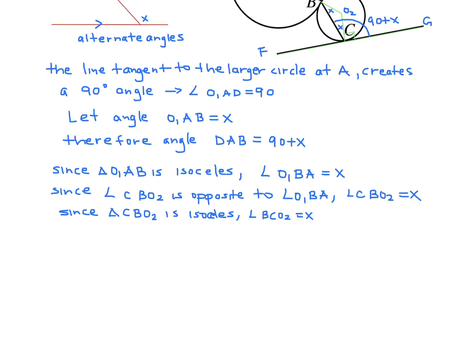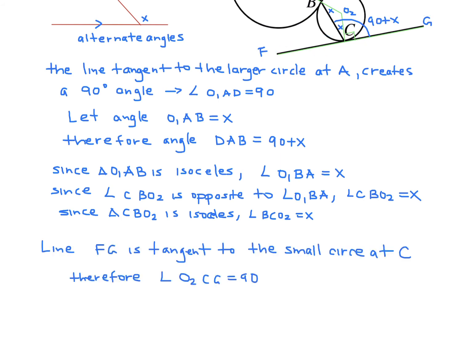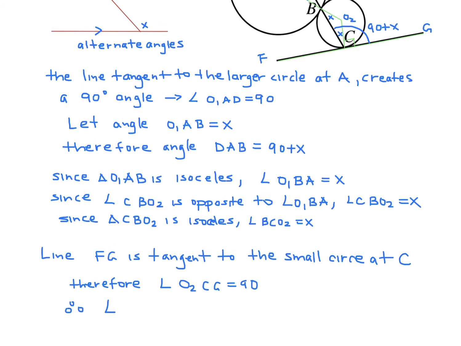And then finally we have to explain that this line is tangent at C. Line FG is tangent to the small circle at C, therefore angle O2CG is 90 degrees. And therefore angle BCG is equal to 90 plus x. Okay?